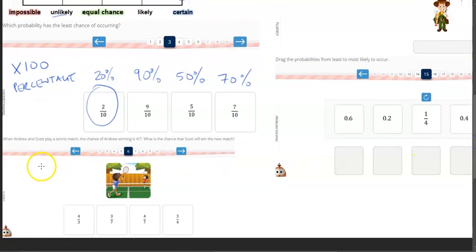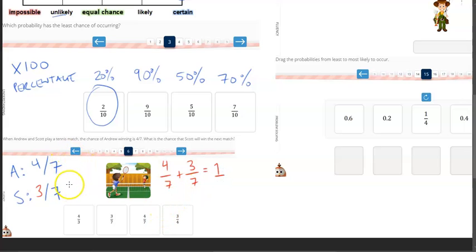When Andrew and Scott play a tennis match, the chance of Andrew winning, I'm just going to put A, is 4/7. What is the chance that Scott will win the next match? So what's the likelihood of Scott winning? Well, if Andrew had a 4/7 chance, Scott will have a chance that's also out of 7, and it's something that when added to 4/7 gives me 1. In this case, it's 3/7, because 4/7 plus 3/7 gives me 1, which is all of the outcomes here.